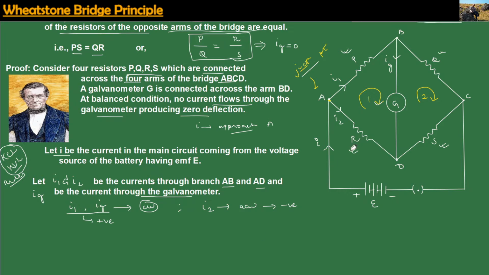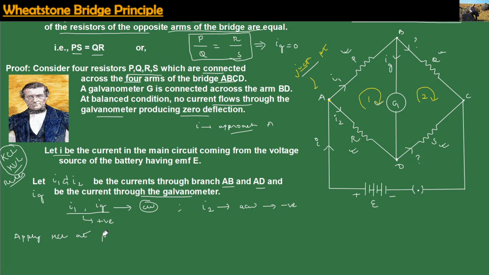Because we need to know what is the current along this branch, and we will also apply Kirchhoff's current law at point D so that we can establish the current across branch DC. So in order to find the currents across branch BC and branch DC, we have to apply Kirchhoff's current law at point B and at point D respectively.